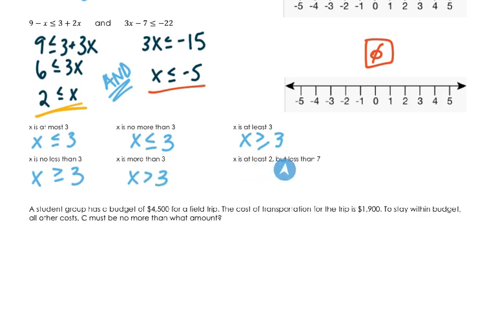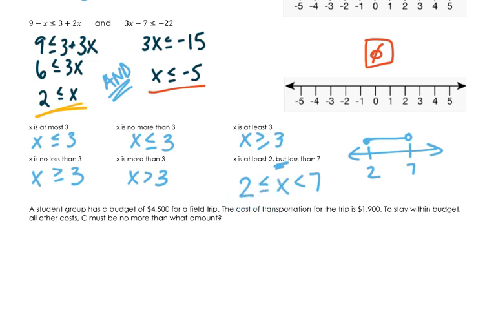X is at least 2, but less than 7. So what does that but imply? Is it or and? So if it's at least 2 and also less than 7, we're looking at this interval right here. So that implies an intersection. So X would have to be less than 7 and also greater than or equal to 2. Notice how I read that backwards. X is greater than or equal to 2.